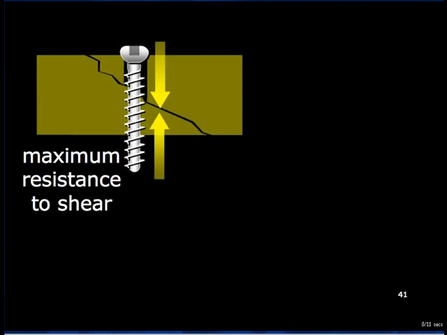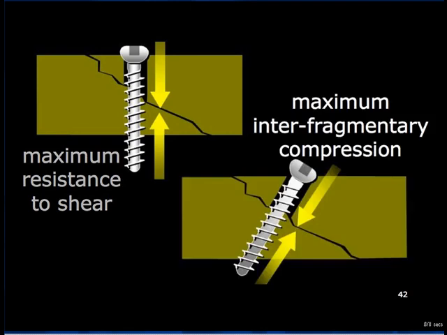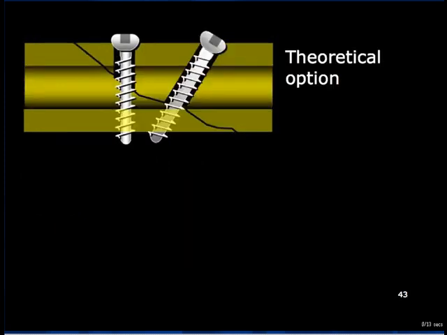If a screw is inserted by the lag technique perpendicular to the long axis of the bone, it produces maximum resistance to any shear forces generated by axial loading. On the other hand, if the screw is inserted perpendicular to the fracture plane, it produces maximum interfragmentary compression. These competing objectives can be managed in one of 2 ways. Firstly, 2 screws can be inserted, one perpendicular to the bone's long axis and the other perpendicular to the fracture plane.